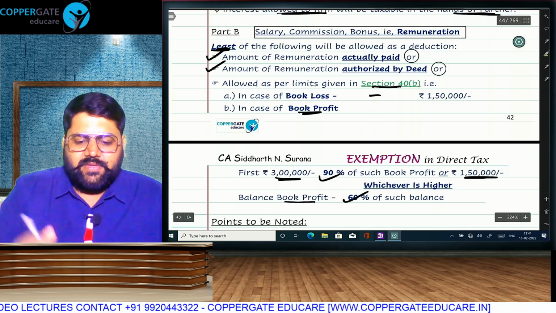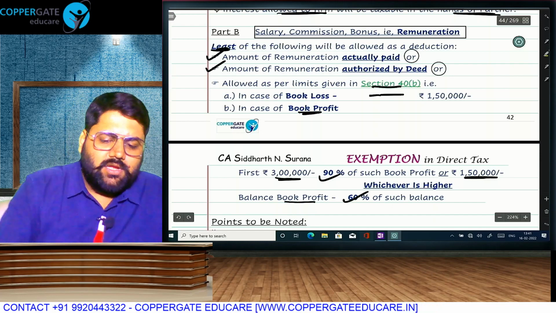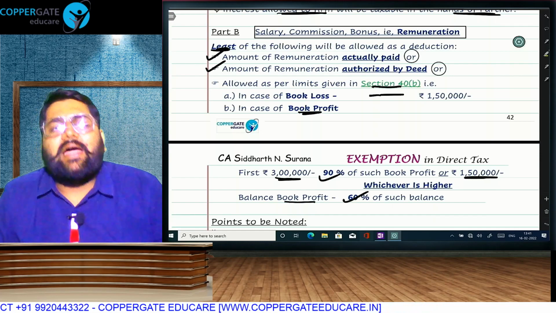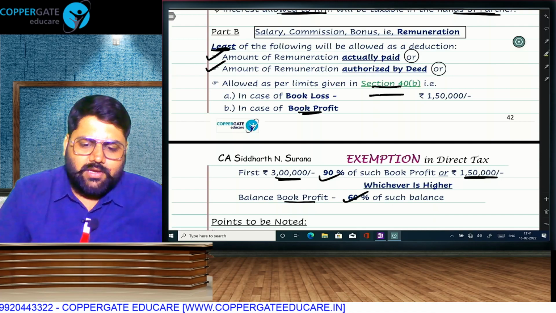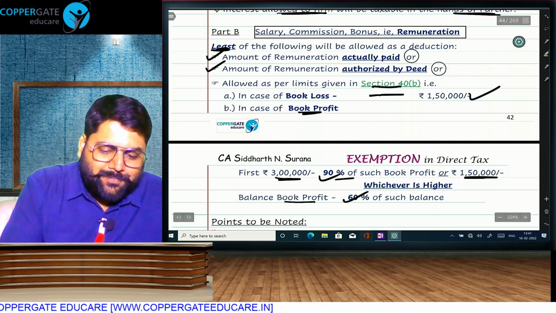But this still will be minimum 1,50,000. It cannot be less than 1,50,000, simply because if there is a loss, say a book loss of 1 rupee, then we are getting 1,50,000, and if book profit is plus 1 rupee, then we are applying 90 paisa.